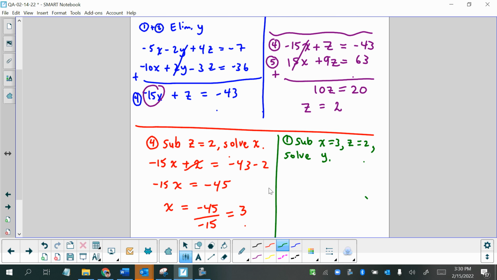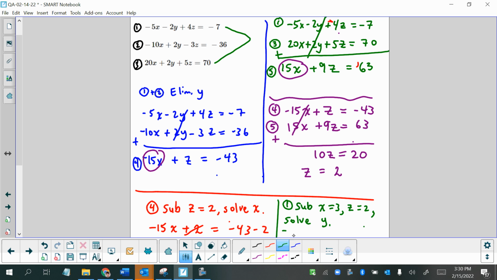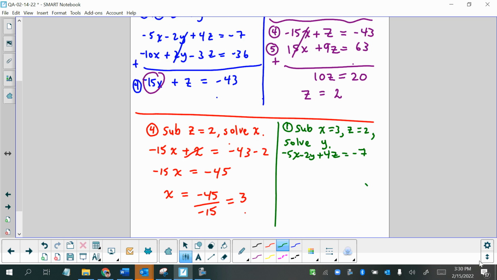Okay, so my first equation, which is negative 5x minus 2y plus 4z equals negative 7. All right, so negative 5 times x. What is x? X is equal to 3. So I'm going to replace that. I don't know what y is yet, so I'll leave that as y. Then 4 times 2 equals negative 7. Okay, now I'm going to simplify and solve for y. So negative 5 times 3 is negative 15. Positive 4 times positive 2 is positive 8. Now I'll combine the negative 15 and the positive 8 to give me negative 7.